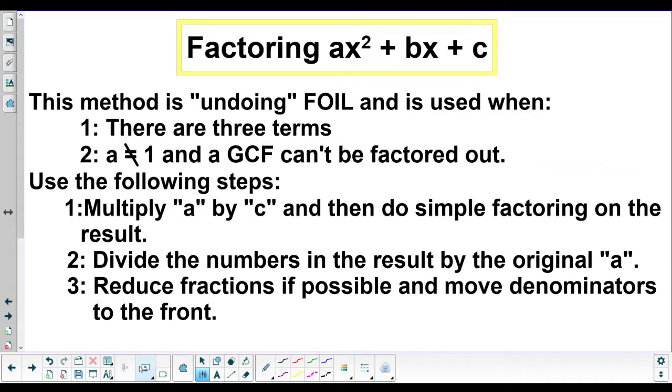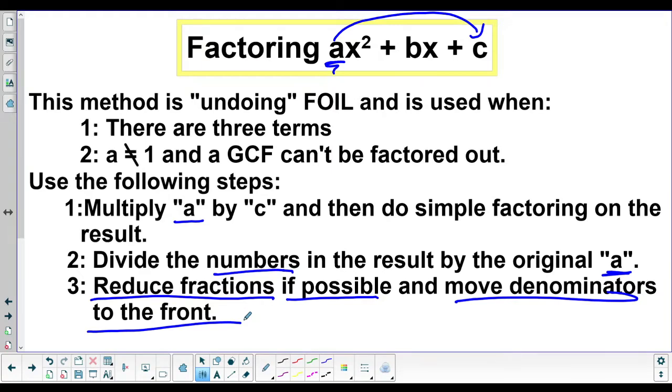Here's what we're going to do. We're going to cheat a little bit. We're going to multiply a, which is the number in front of the x squared, to c. And then whatever that is, we're going to do simple factoring on that. Then we're going to divide the numbers that we get from that by the original a. We're going to reduce those fractions if we can and move the denominators to the front.